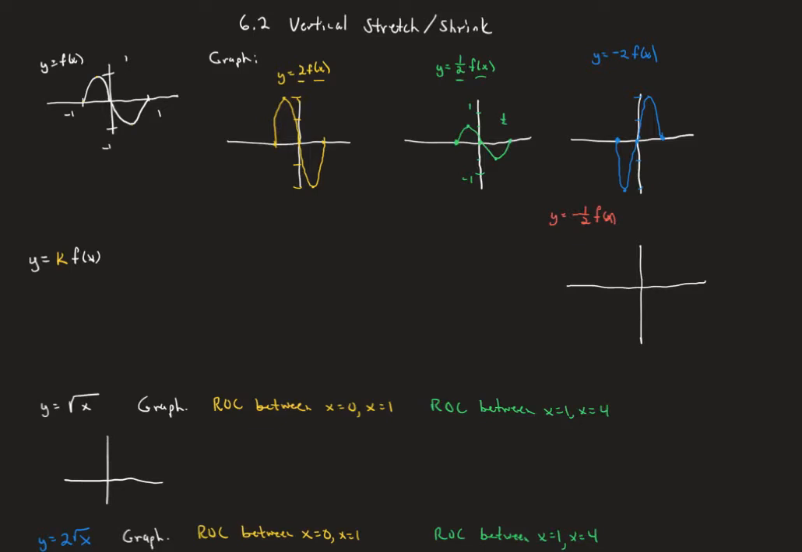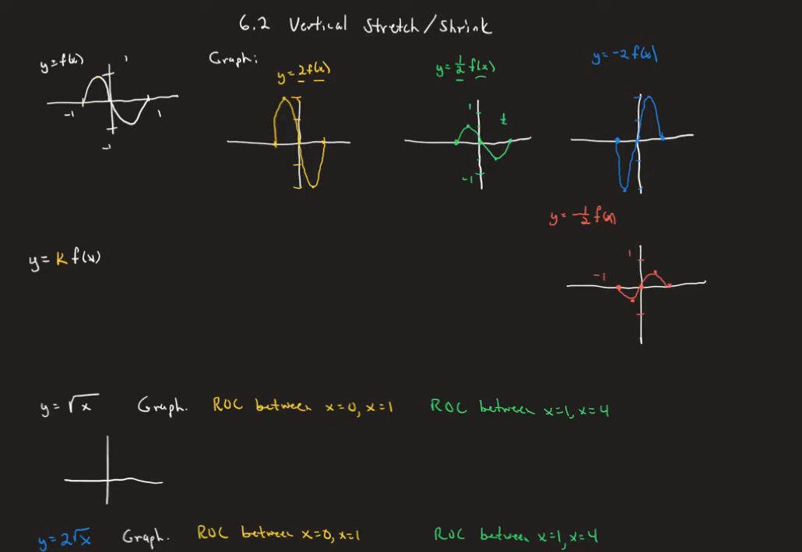On the red function, we're going to see the reflection because of the negative, and we'll see a shrink because of the 1/2. So again, at 0, we stay 0. At a half, we're going to go down to -1/2, back to 0, and then back up to a half, and then back to 0. So everything gets shrunk vertically by a half.